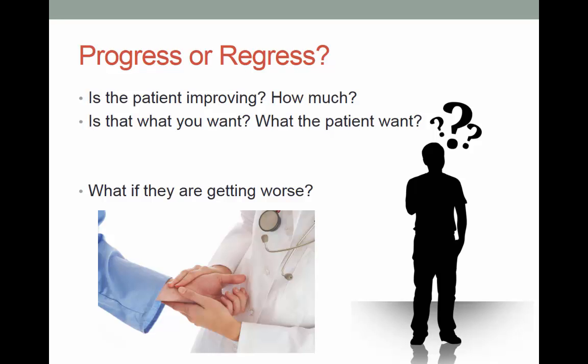So again, how do we determine if a patient is really progressing? Are they progressing quickly enough? If they are, how do we know that, and by how much? What is the value we should be at? What is considered normal or standard? What does the patient want or need? And what would you do if they were getting worse?